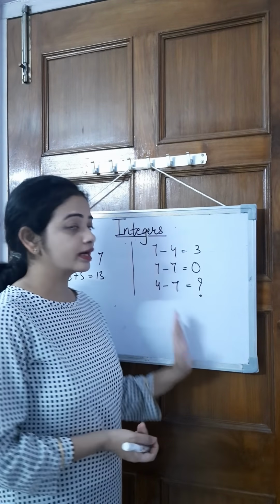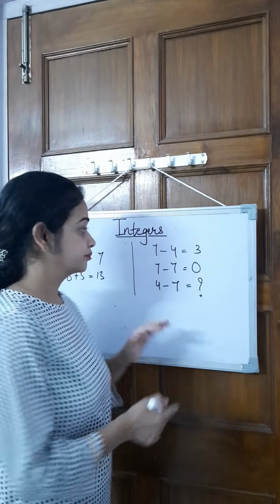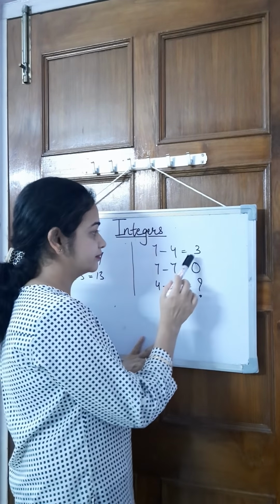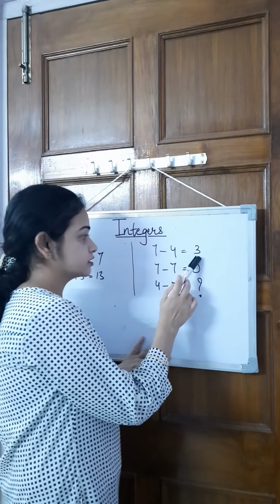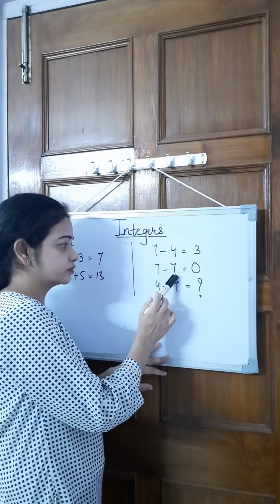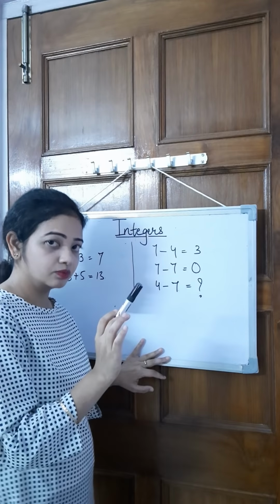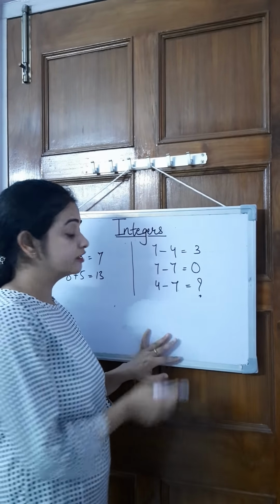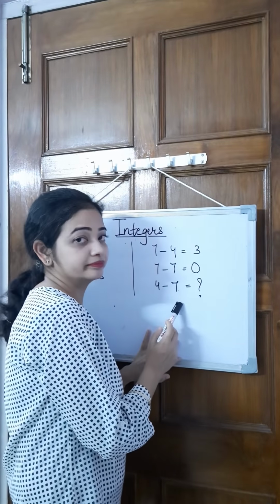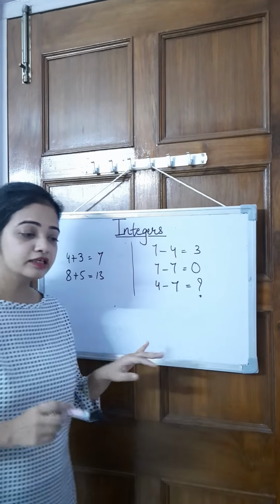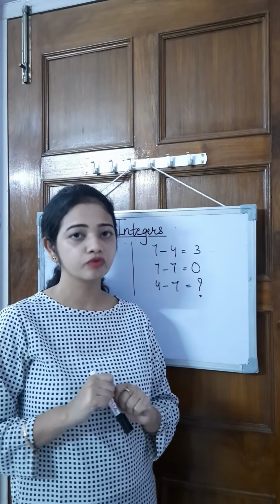Now let's try subtracting whole numbers. When I take 7 and 4 and subtract them, the answer is 3. It's a whole number. When you take the same numbers, 7 minus 7, you get 0. 0 is also a whole number. But what if I take 4 minus 7? Then the answer that I get here is not in the system of whole numbers.